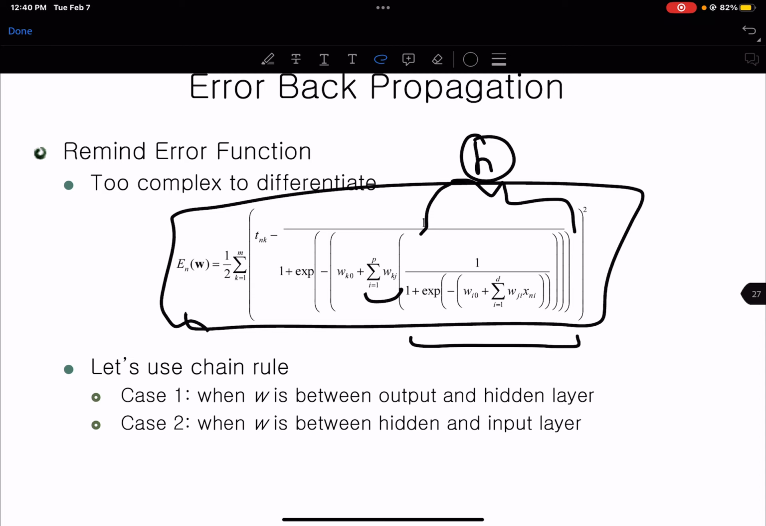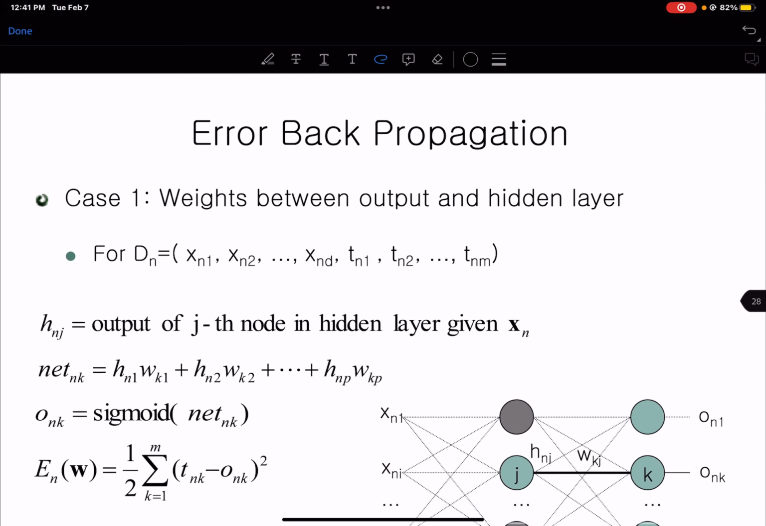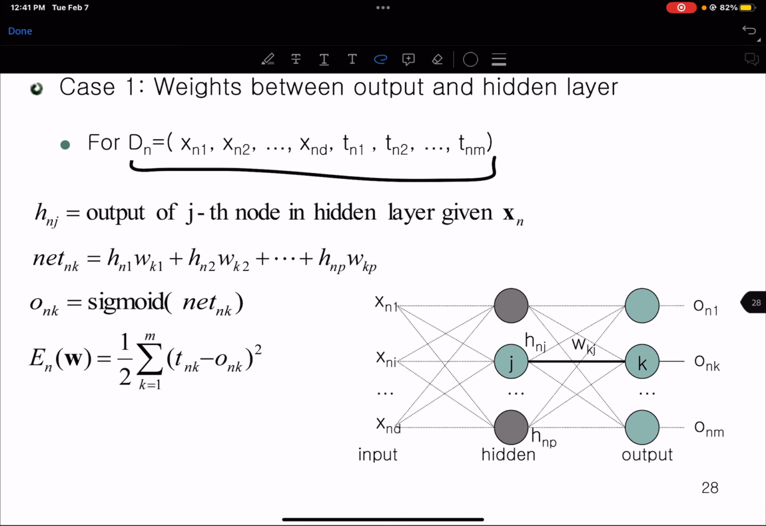What we do is we can divide and understand it in two parts. First is the case when your W is between your output and your hidden layer, and second when the weight value is between your hidden layer and the input layer. So we have the weights between the output and the hidden layer for case 1, where our input sample appears to be like this. Mathematically, it is easier to understand. It's not that difficult. So let's start with this.